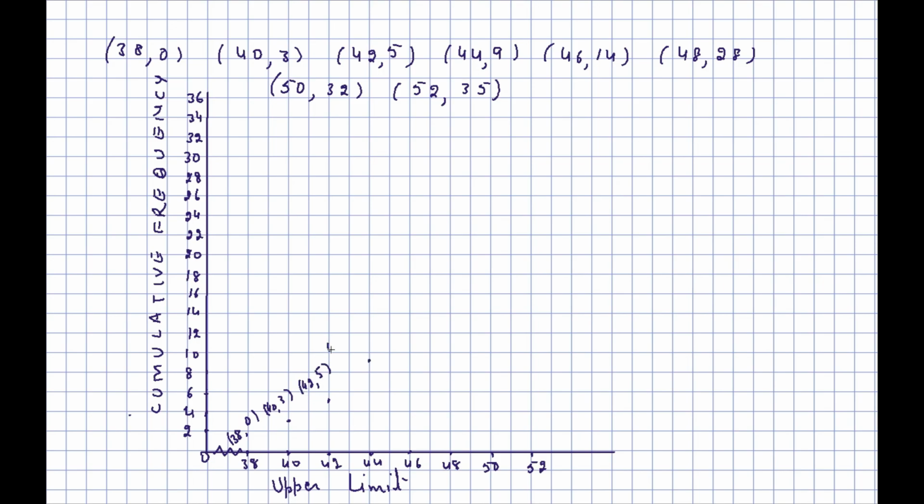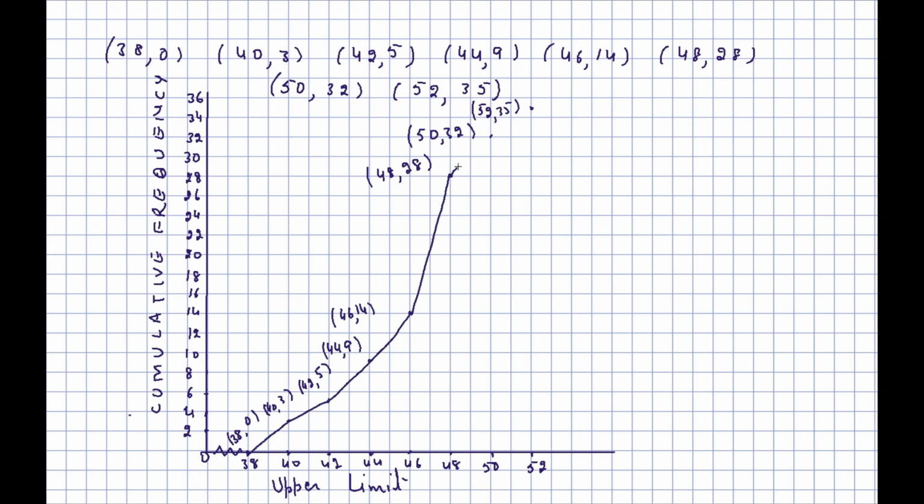This point is 42 and 5. This point is 44 and 9. This point is 46 and 14. 48 and 28. For 50 and 32. 52 and 34. Join with freehand. This is ogive, less than type ogive.